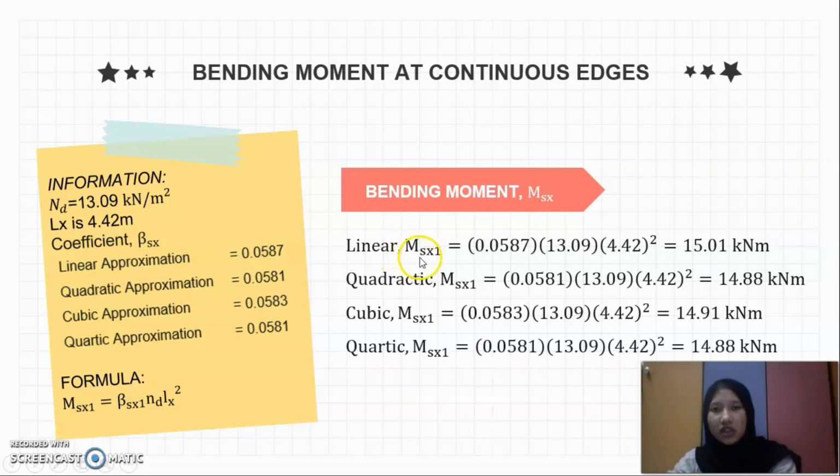Linear approximation, we get 15.01 kNm per meter. Quadratic approximation, the answer is 14.88 kNm per meter. Cubic, we get 14.91 kNm per meter. And lastly, the quartic approximation, the answer is 14.88.